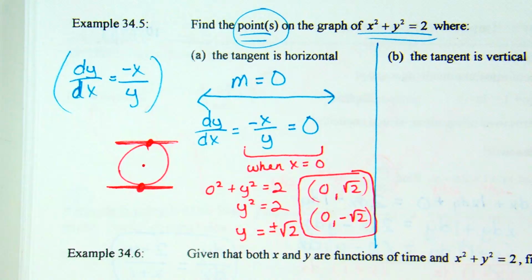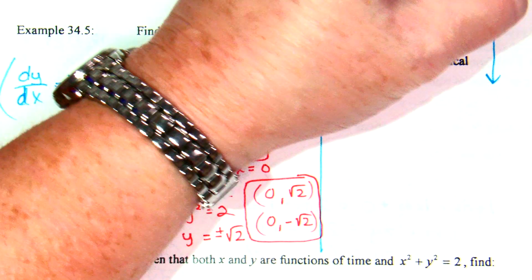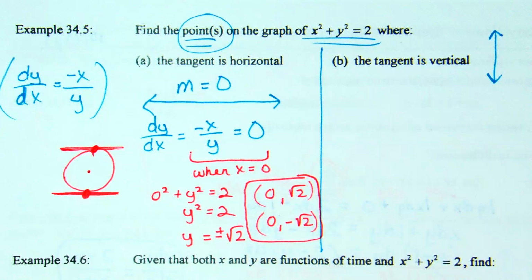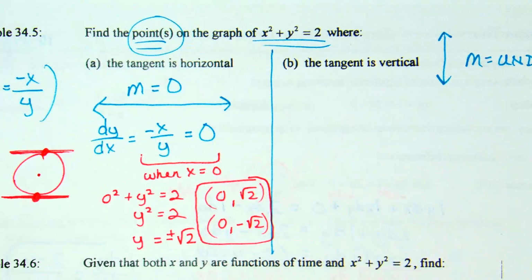Okay, now B. Change this up. B says we want the points when the tangent is vertical. So vertical is straight up and down. What's the slope of a vertical line? No slope, undefined, however you want to think about it. What does a fraction look like when you have that undefined or no slope? There is some type of 0 on the bottom. Okay? Some number divided by 0.